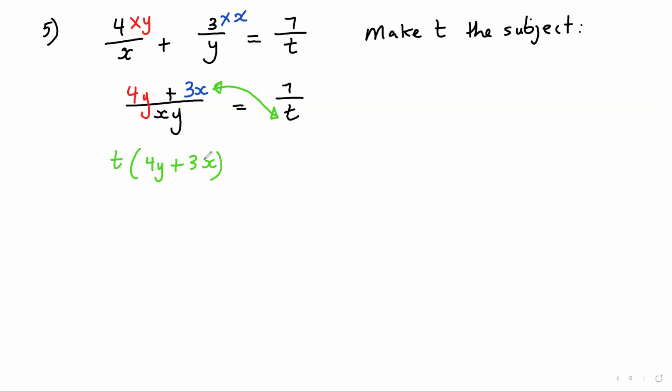And then that is equal to 7 times xy. So this would be 7xy, right? And now to just get t by itself, I'll move 4y plus 3x to the other side, so I'll divide by it. So 7xy divided by 4y plus 3x. And that is your answer.